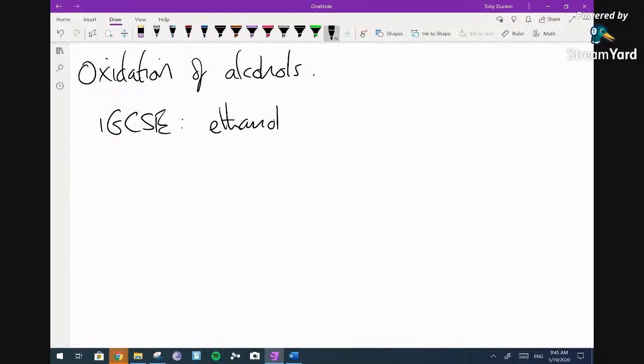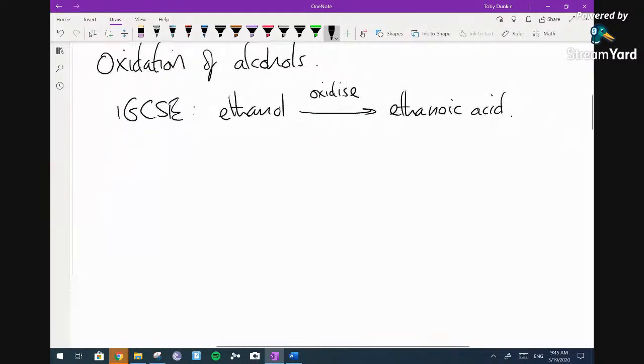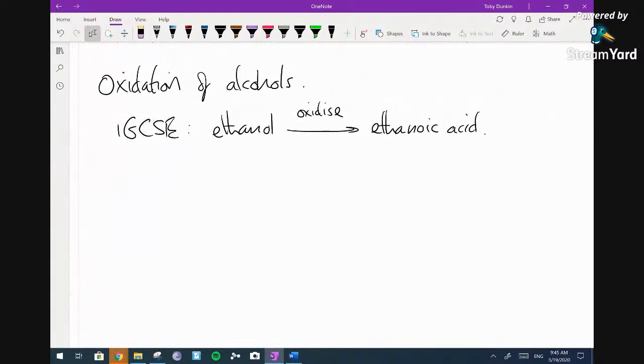And you learned that you could oxidize it. You even learned the oxidizing agent. We could oxidize it to a carboxylic acid, ethanoic acid. I'm actually going to put in the real one there because it's better for me to do so at A level. But you realize we could oxidize it to ethanoic acid. Now, of course, IGCSE is laying the foundations for A level.